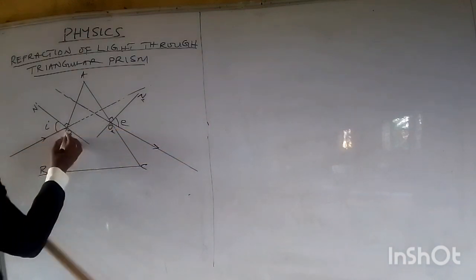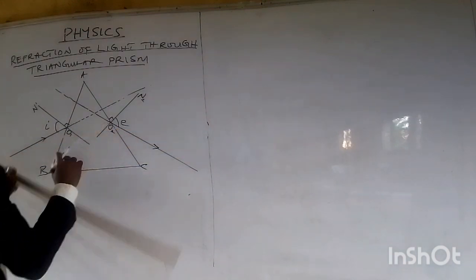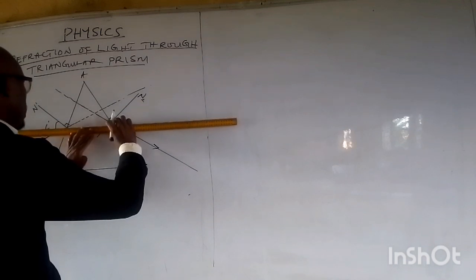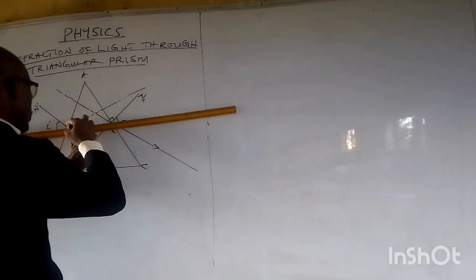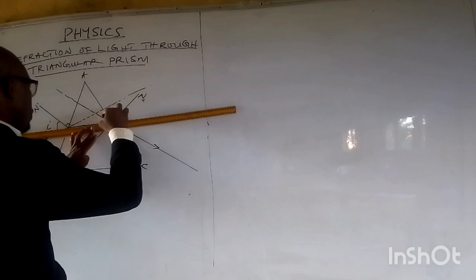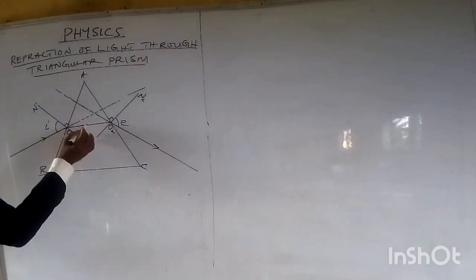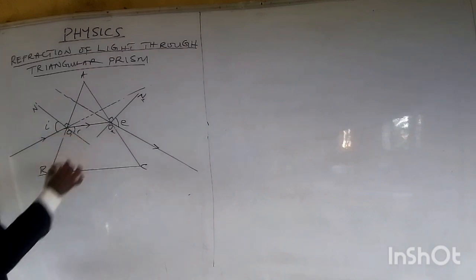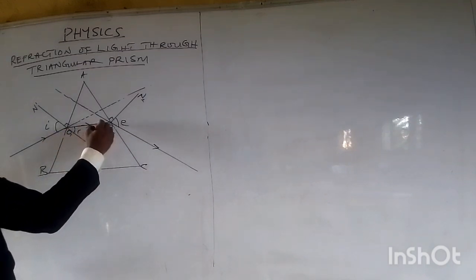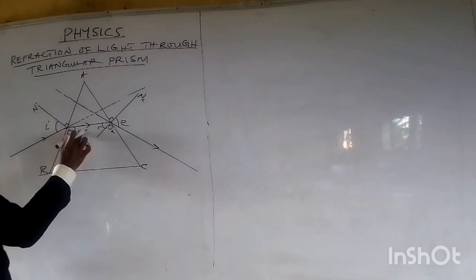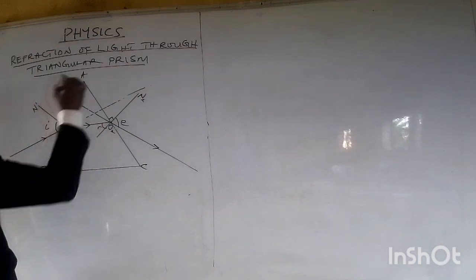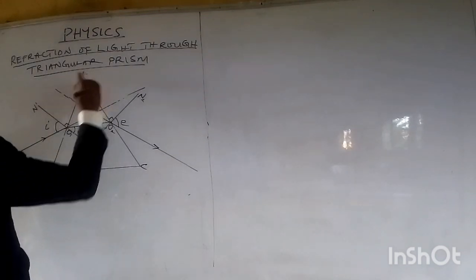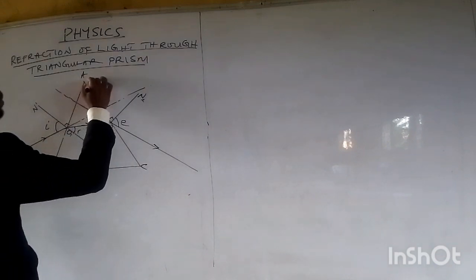Now, we can join here and here. If we join these two points, we have that here is our angle of refraction, which is equal to this one. So we have this R here, and this R here. This angle here is equal to this angle here. Remember, I want you to note this. This A here is the refracting angle of the prism. Very important.